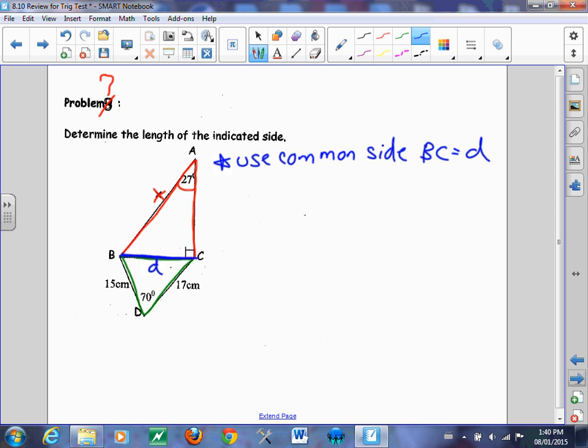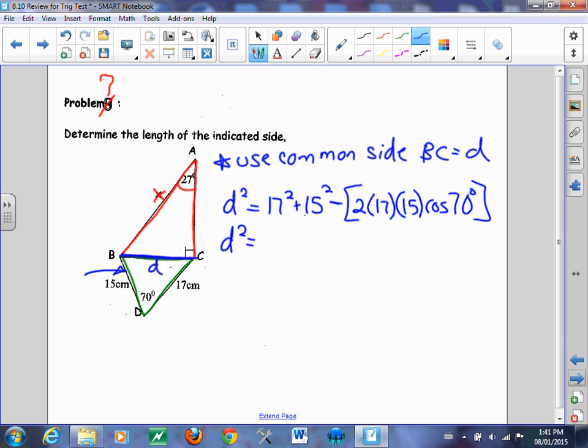Oh, I apologize. Let's go over the strategy for the triangle BCD. Do we have a 90 degrees? Nope, so you can't use Pythagorean theorem, you can't use SOHCAHTOA. Do we have a match? No, we don't have a match, so we're using the cosine law. So let's plug her in. D squared equals the other two sides squared, which is 17 squared plus 15 squared. Subtract 2 times those other two sides times the cos of the given angle, which is 70 degrees.